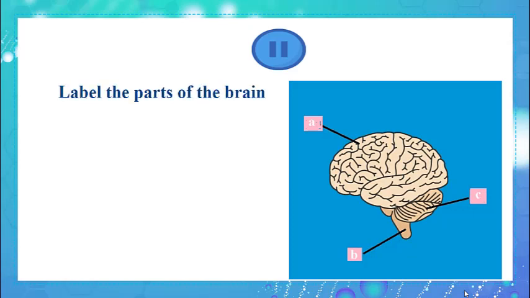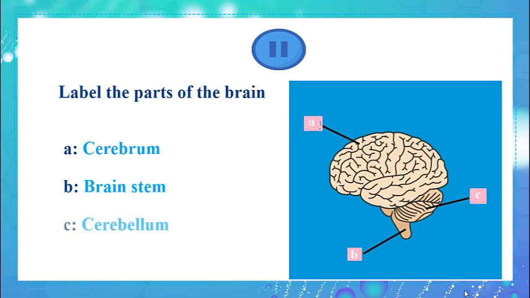Now let's label the parts of the brain. Pause the video again and think. It's time for correction. A is the cerebrum, you're right. B is the brainstem. And C refers to the cerebellum.